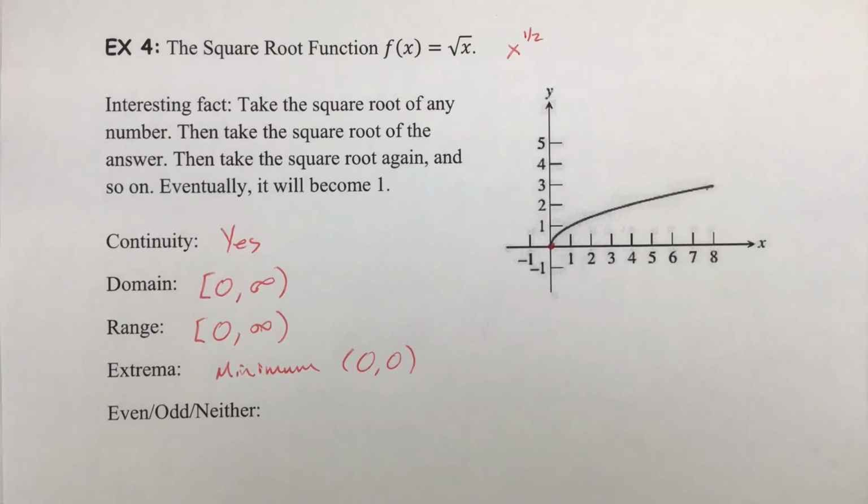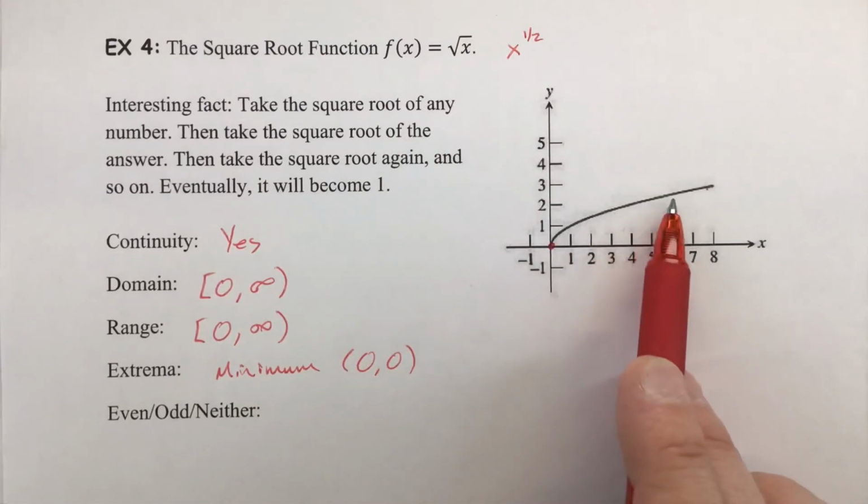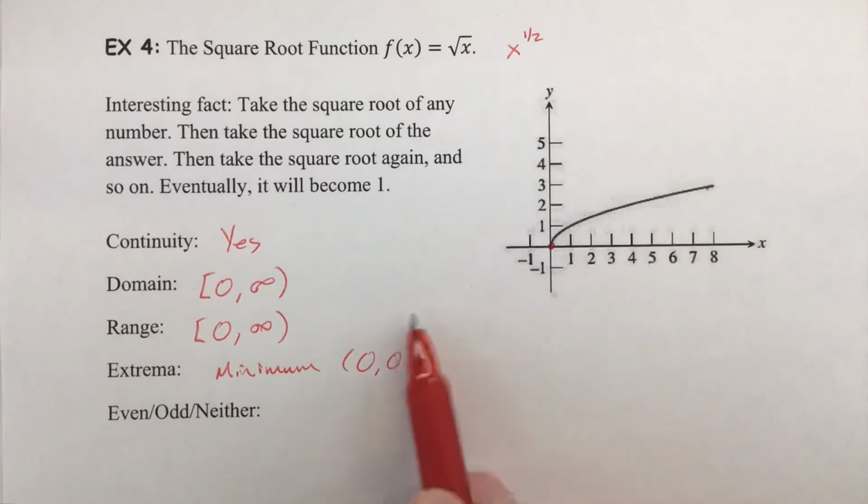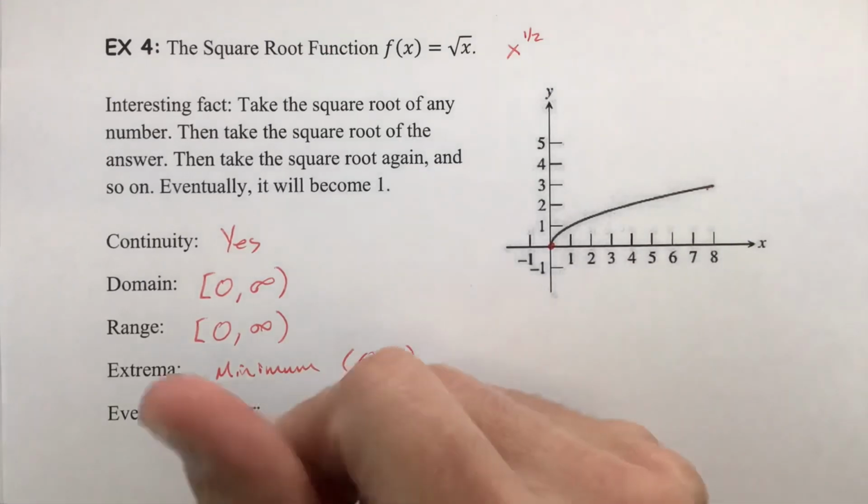Is this function even, odd, or neither? Well, nothing exists over here, so it can't be even. Odd, if I choose any point along the graph, there's not going to be a point over here that matches it. So this will be neither.